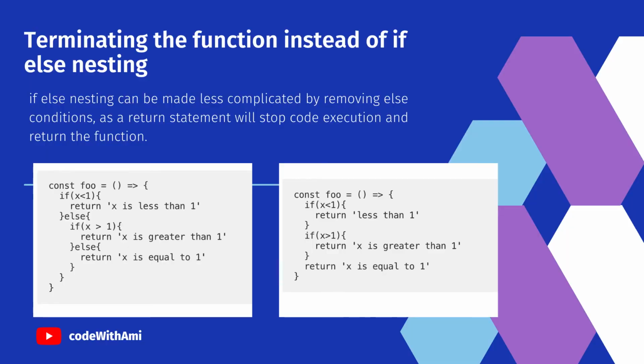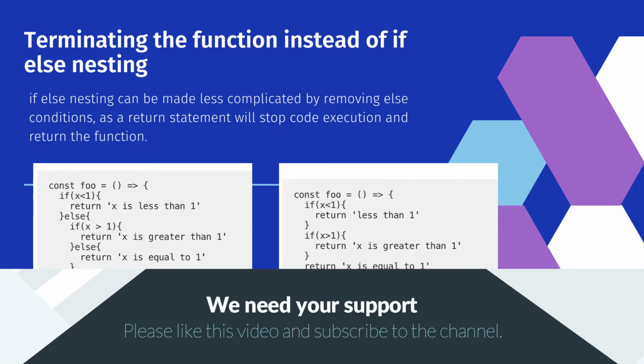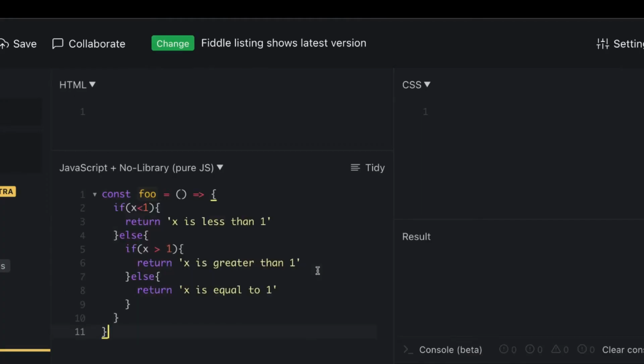So the fourth trick is terminating the functions early instead of if-else nesting. Consider this function, which checks the x value. Here in this example, you can see that we have very nested if and else statements. We have an if, an else, and some nested if and nested if-else.